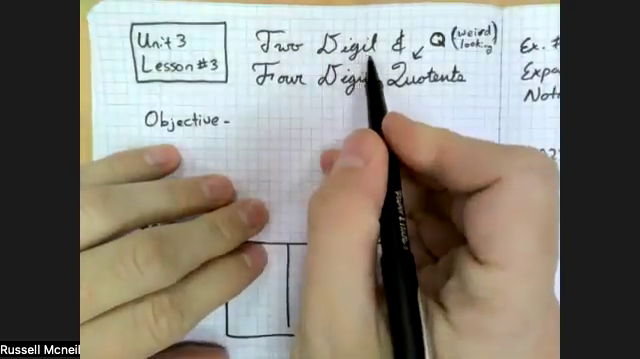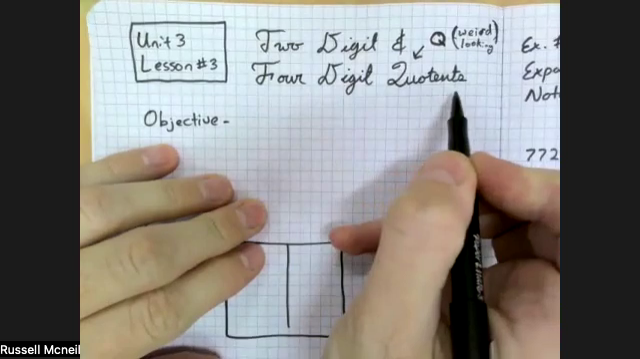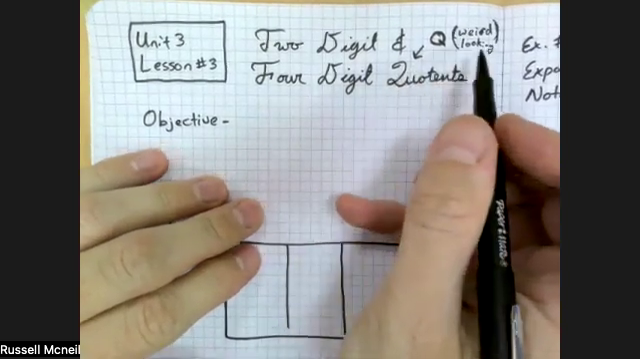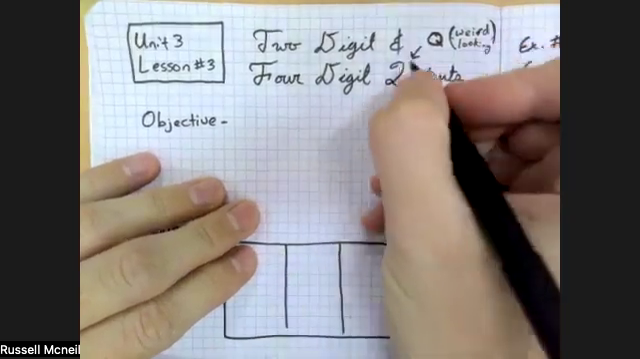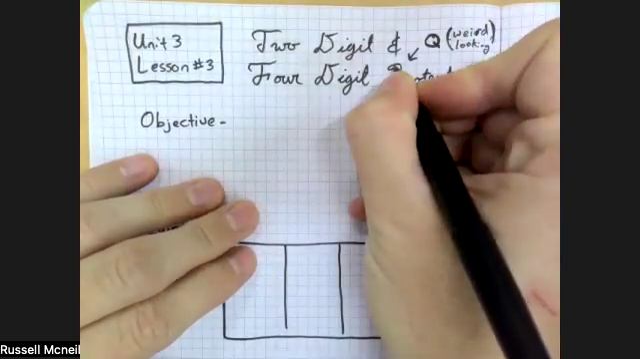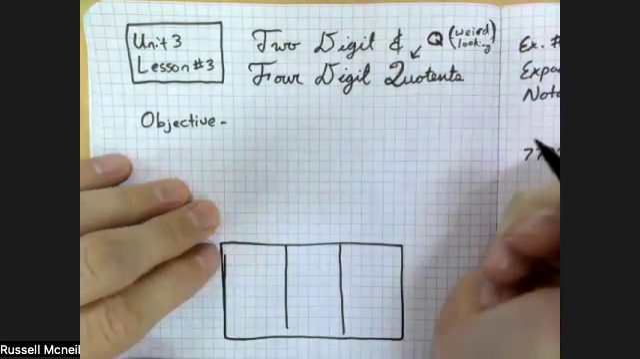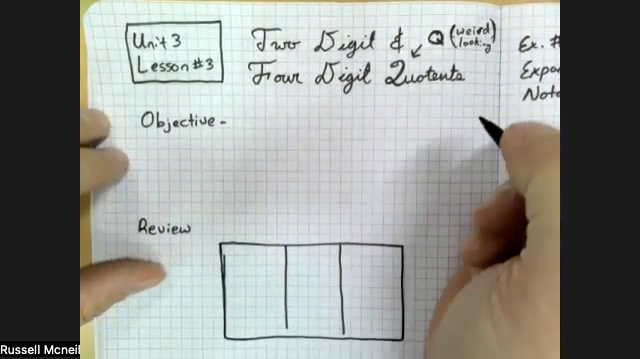We've got two-digit and four-digit quotients. And yes, that is the cursive Q. It is very strange looking, quite weird, but that's our quotient, or our Q. We start at the top, we loop it around like number 2, and we bring it down. This is one version of the Q.